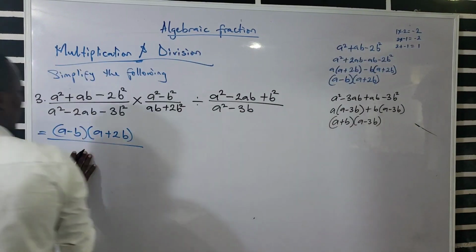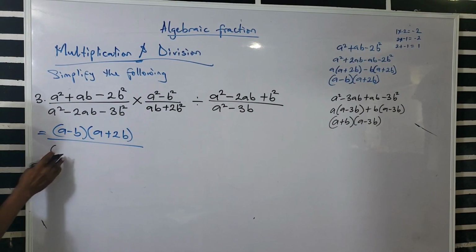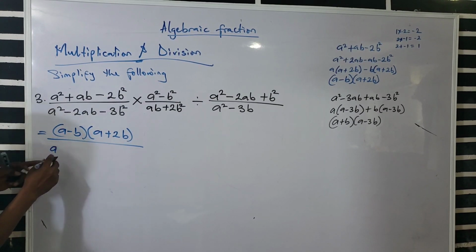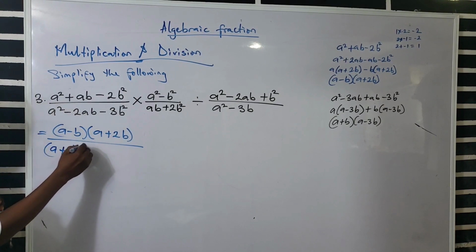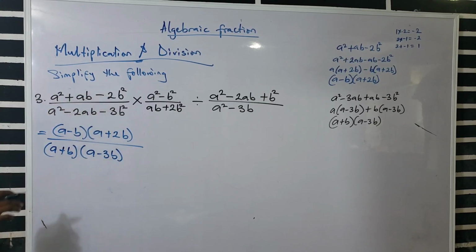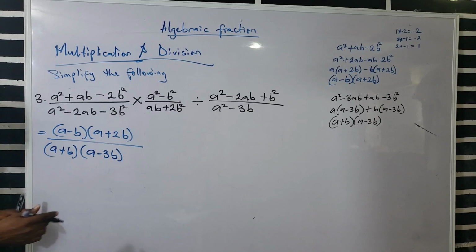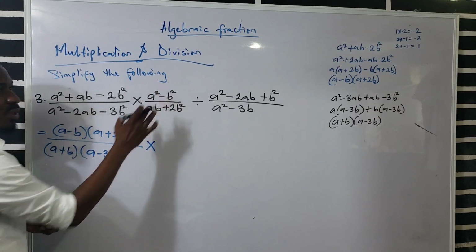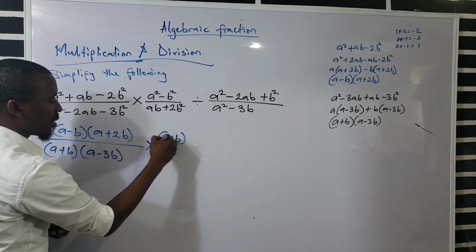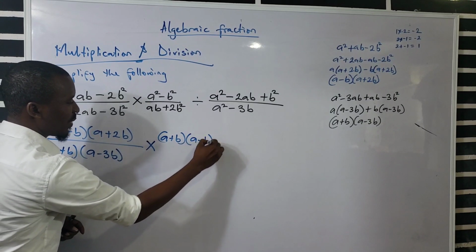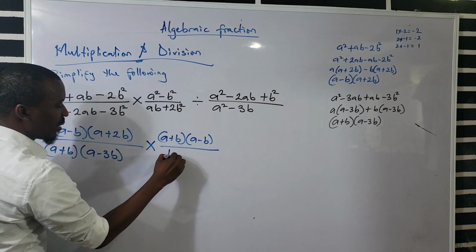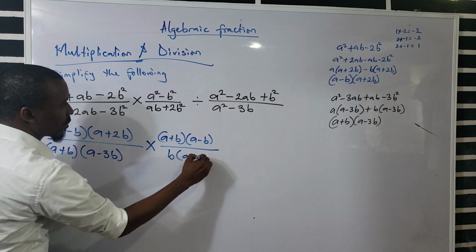Okay, so let's come and do that here. That will give us a plus b into a minus 3b. So we are done factorizing the first expression, both the numerator and the denominator. Let's factorize the second one. The second one will give us, of course, difference of two squares. So we have a plus b into a minus b all over the denominator. That will give us b into a plus 2b.